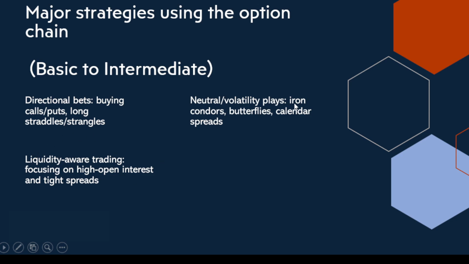Neutral and volatility plays: the iron condor, butterflies and calendar spread. This will neutralize the volatility. This is the neutral and volatility play, where we can find out which is more volatile. So we have to neutralize the volatility. We will use strategies like iron condor, butterflies and calendar spreads.